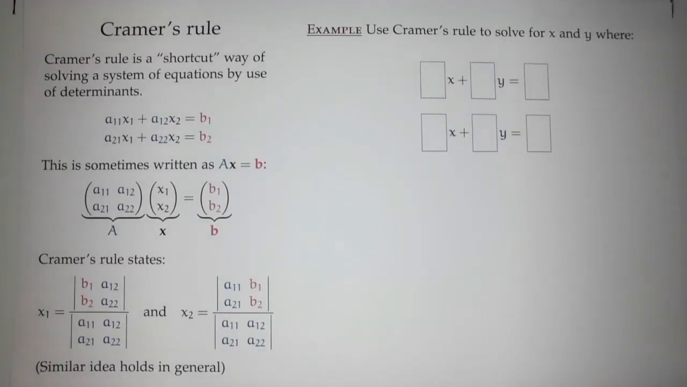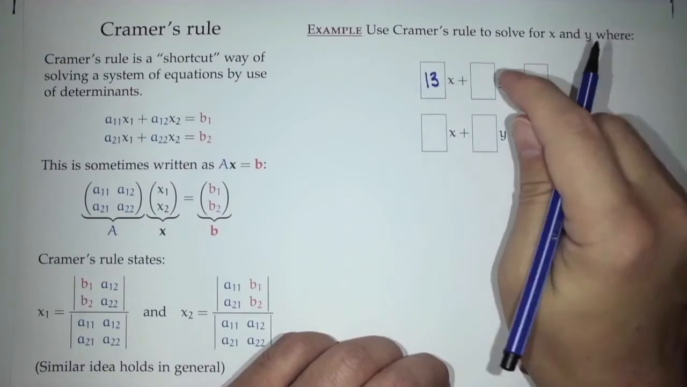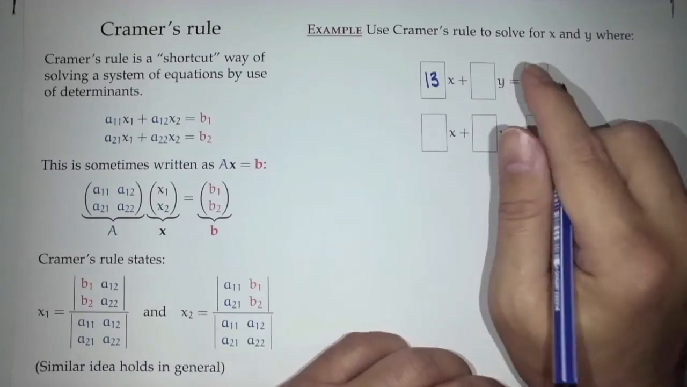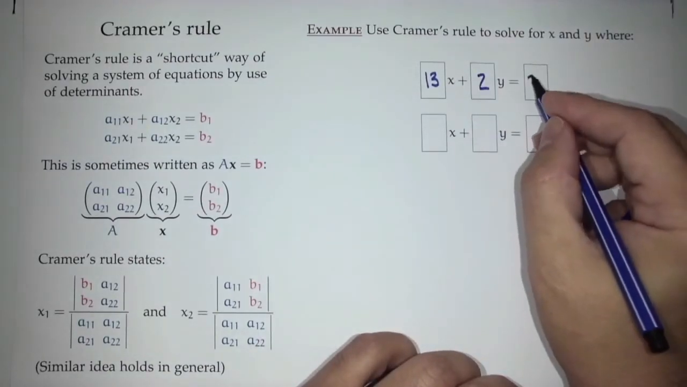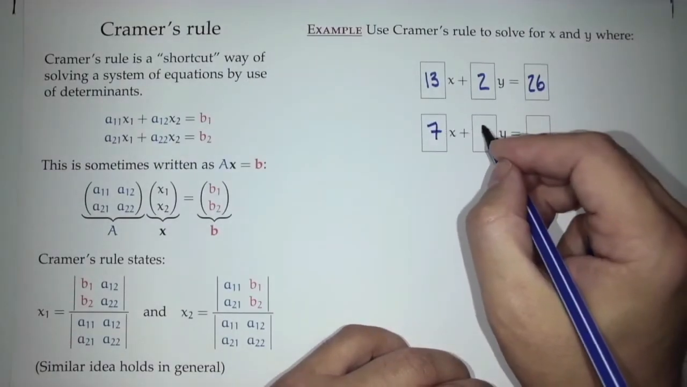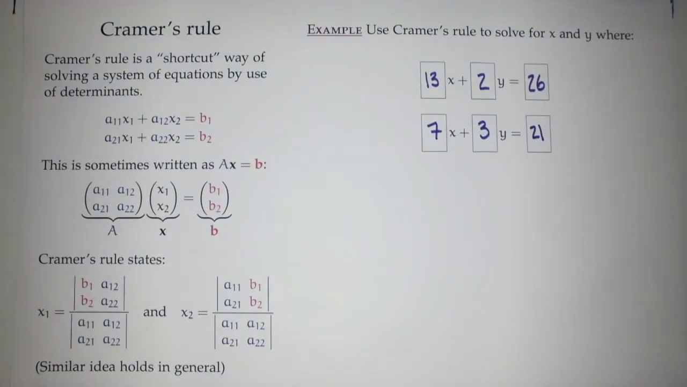So I need some numbers. 13, all right, that's fine. 2, 26, 7, 3, 21. Okay. 13x plus 2y equals 26. 7x plus 3y equals 21. Now, would you like to make any of these negative? No? All right, we're all optimists here. Everything's positive. Great.